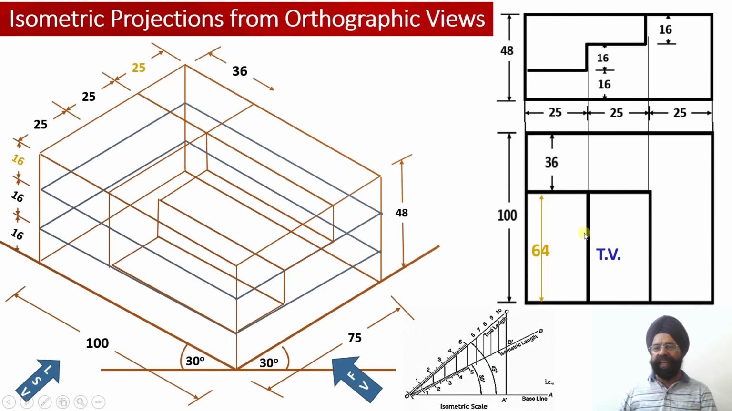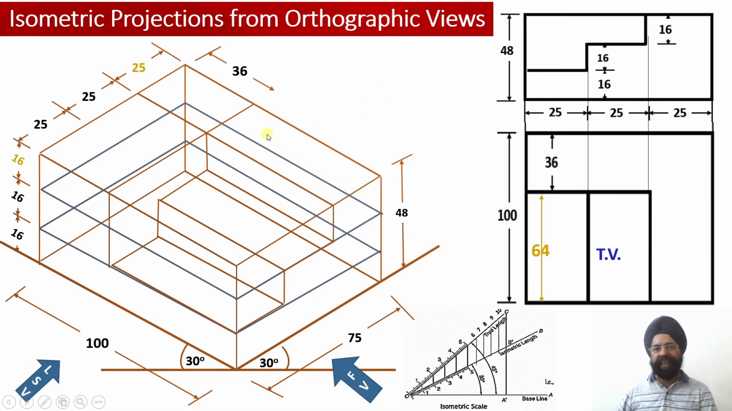Then in order to obtain the first step, move 25 millimeter towards the front face. Once you move 25 millimeter towards the front face, this particular edge will be located, and once you darken this edge, this point will be located over here. The moment you locate this point, you need to join these particular points. So step number 1 has been located, step number 2 has been located, and step number 3 has been located.